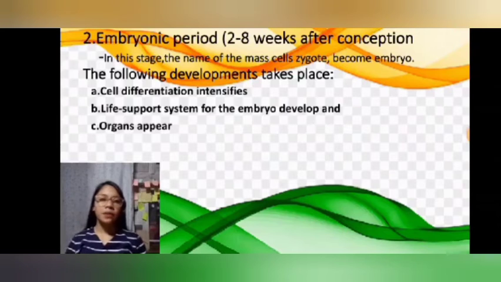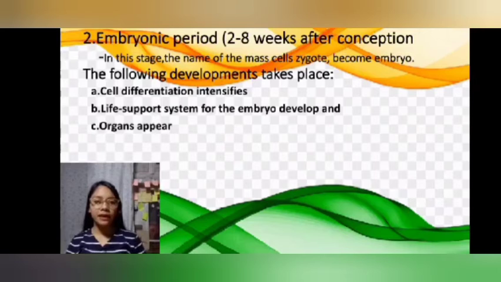Number 2, embryonic period. It is 2 to 8 weeks after conception. In this stage, the mass of cells, the zygote, becomes an embryo. The terms embryo and fetus both refer to the developing baby inside the mother's womb or uterus. So what is the difference between zygote and embryo? A zygote is defined as the union of male gamete and female gamete during the fertilization process. On the other hand, an embryo is defined as the unborn offspring that is under development.